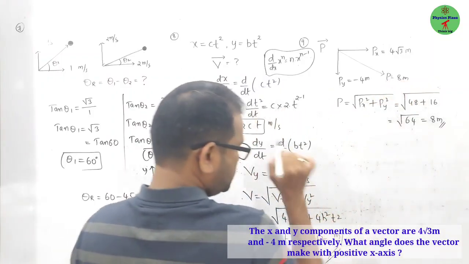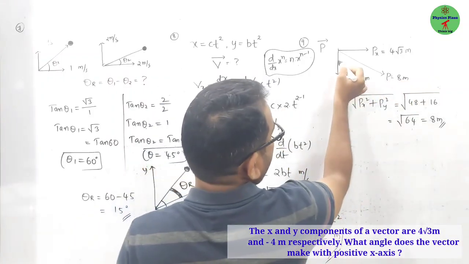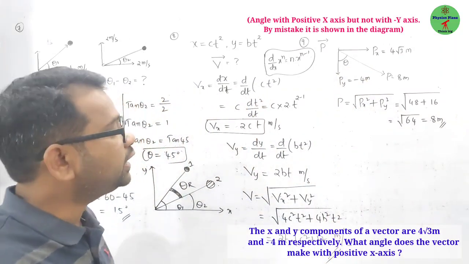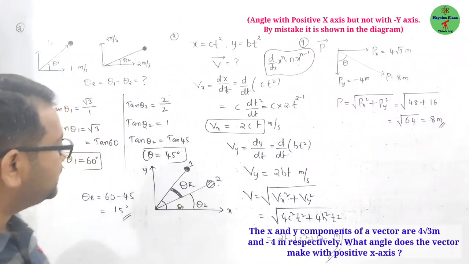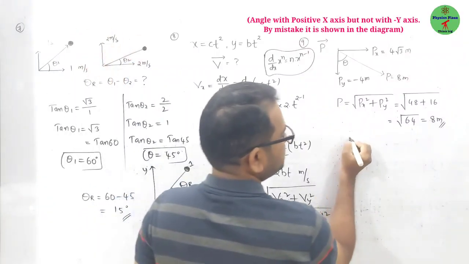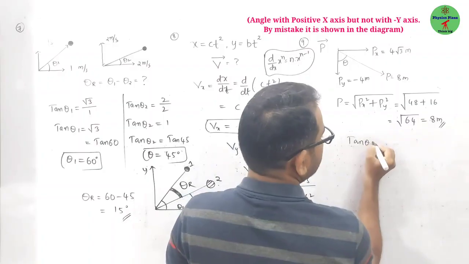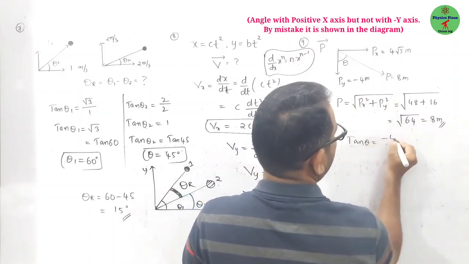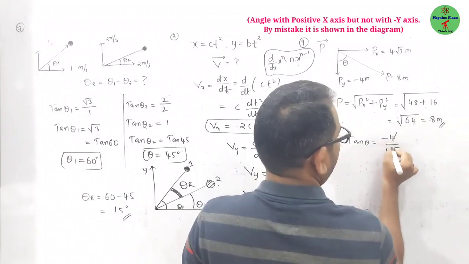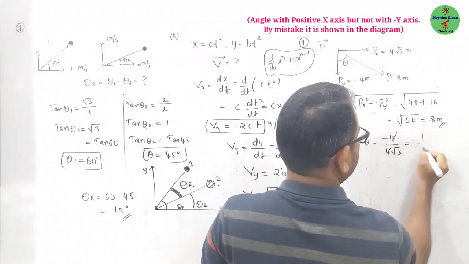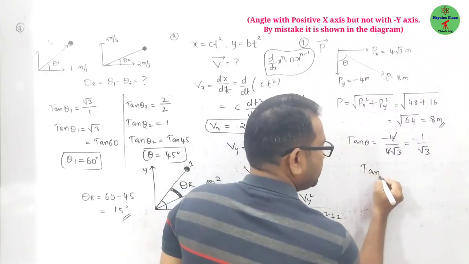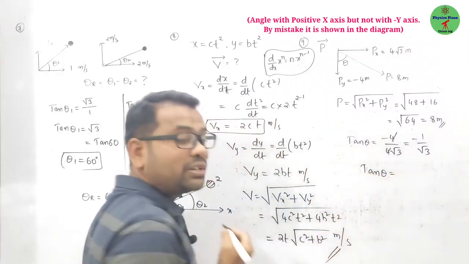But now they are asking us to calculate this angle, right? Okay, how to calculate? Same concept. Tan theta is equal to y component by x component. Yes, let us make it. Tan theta is equal to y component, minus 4, by x component, 4 root 3. 4 cancels. This is going to be minus 1 by root 3. So tan theta is equal to minus 1 by root 3.